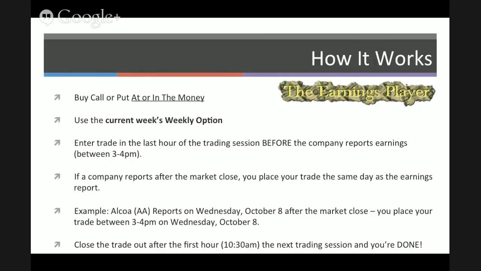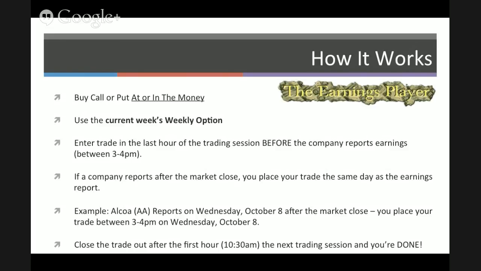It's a Saturday expiration date, but that's the weekly option. So it's a very simple play. You're simply placing a weekly option for that week's expiration. You get it in at the last hour of trading prior to the earnings report. So for the 3 trades that we've given you, you can now take our strategy and use it yourself.